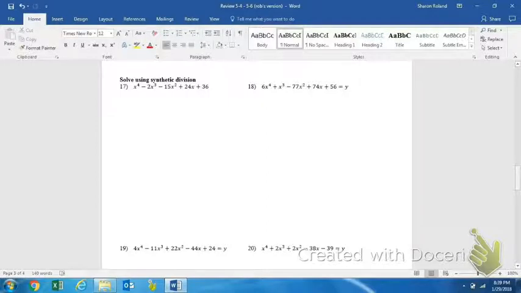Okay, when it says to solve using synthetic division, right now you could use all of the factors of 36 divided by all the factors of 1, and you would end up with about 18 different factors to guess and check. So we're not going to do that. We're going to use the calculator. Plug this into y equals. Put y equals this equation.